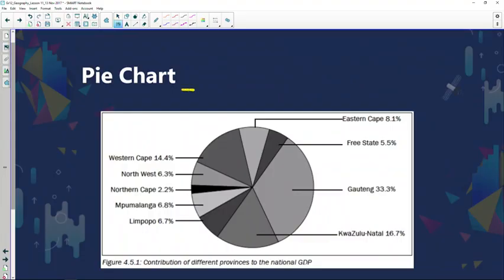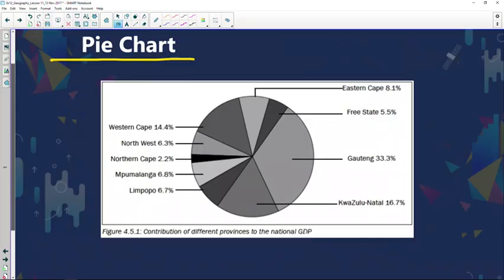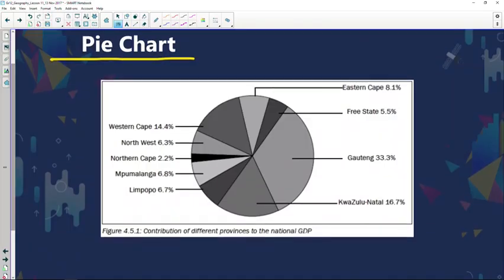Now, our next type of graph is a pie chart. Once again, a pie chart is very similar to a bar graph. It represents information. And over here, what they've done is they show the contribution of the different provinces to the national GDP.